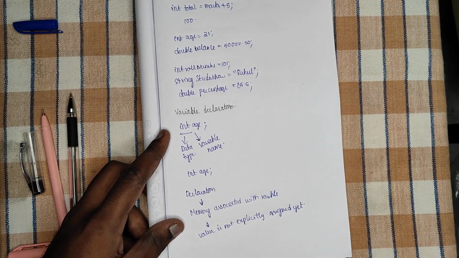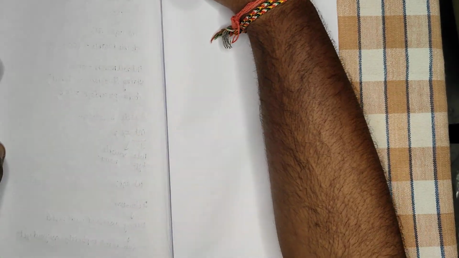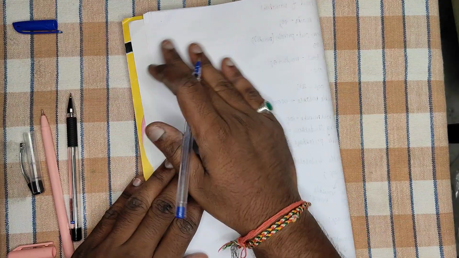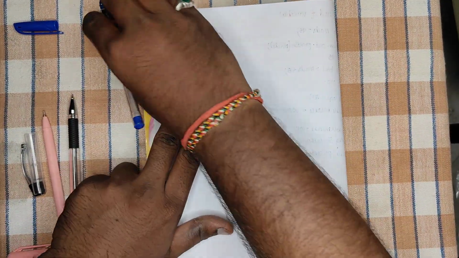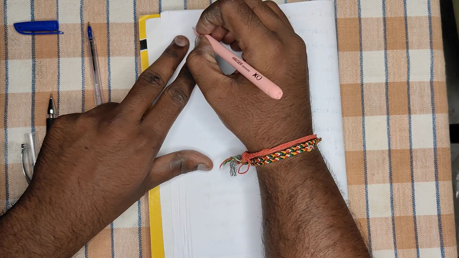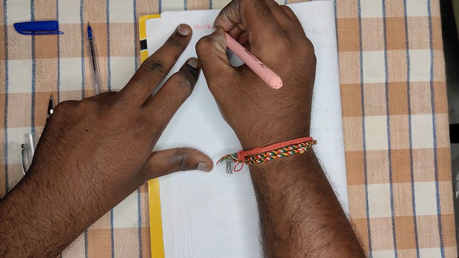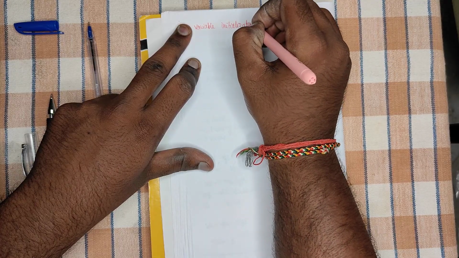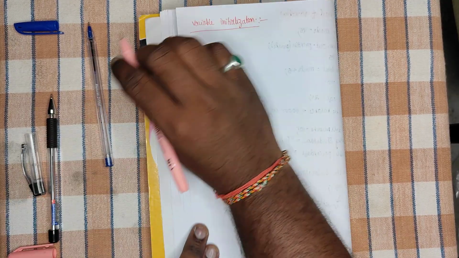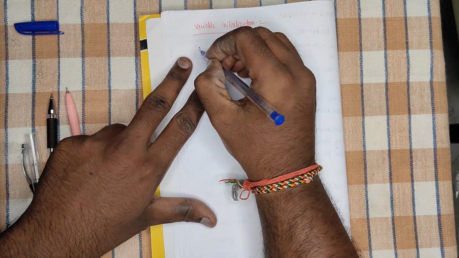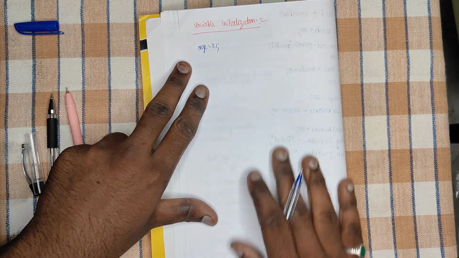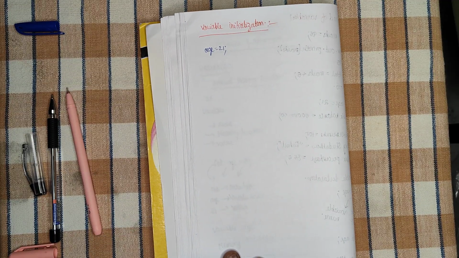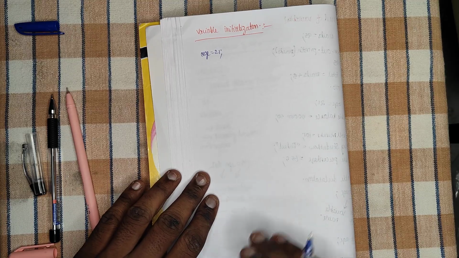So now variable initialization. Age is equal to 21. So now we are assigning a value to a variable. This is called initialization, or assigning a value to the variable.